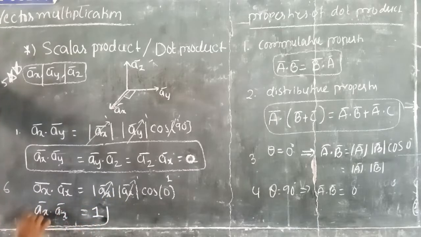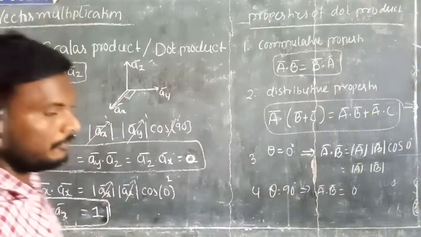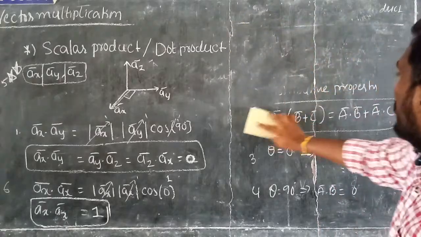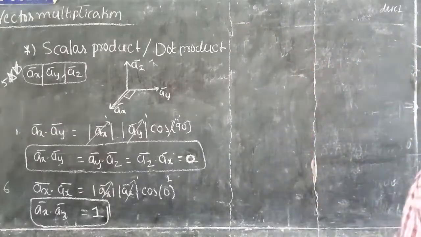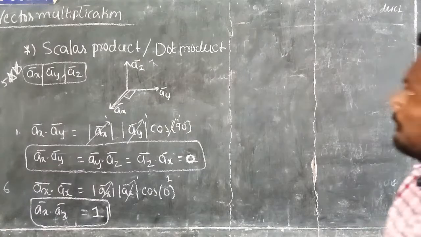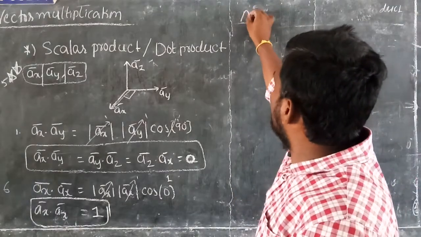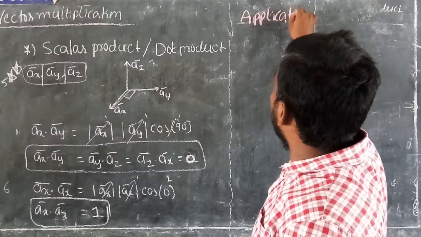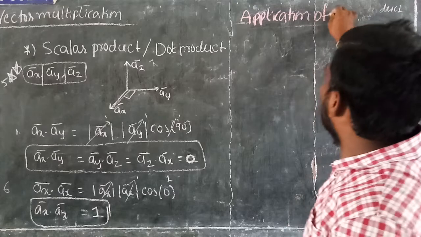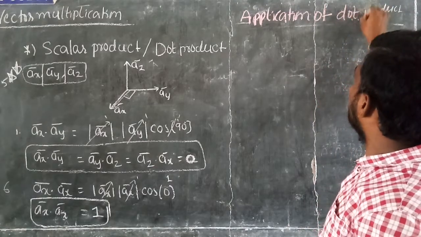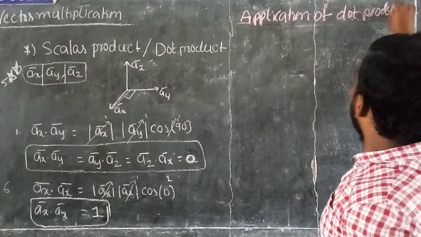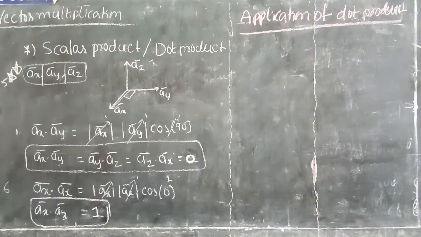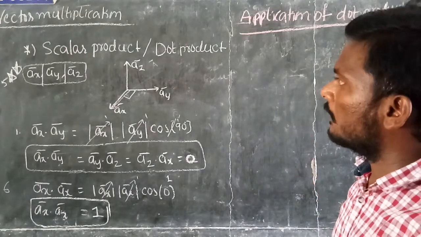That is 1. Okay, what are the applications of this dot product? Applications of dot product. It is easy to calculate the angle between two vectors.